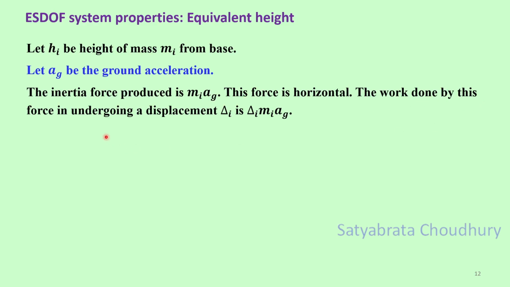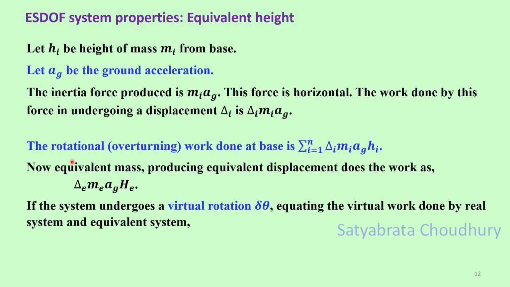The work done by this force in undergoing a displacement delta I is given by delta I mi Ag. Mass into acceleration is force, so if you multiply by distance delta I, you get the work done. Now this rotational overturning work done can be considered like this: summation of delta I mi Ag, which is there here, and we are multiplying by Hi to put the rotational effect. So this is for the real system, the summation of the overturning effect, and for the equivalent system the overturning effect is given by delta I mi Ag into He. He is the effective height.